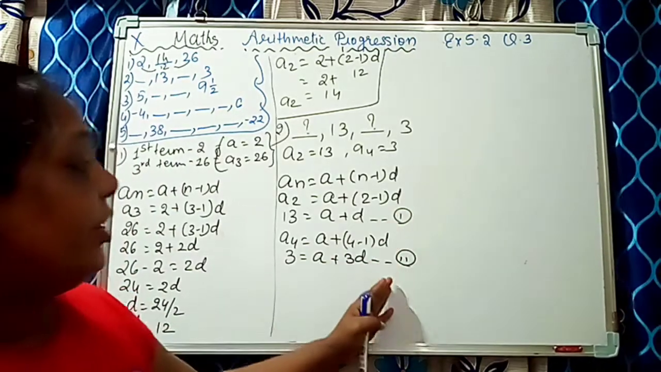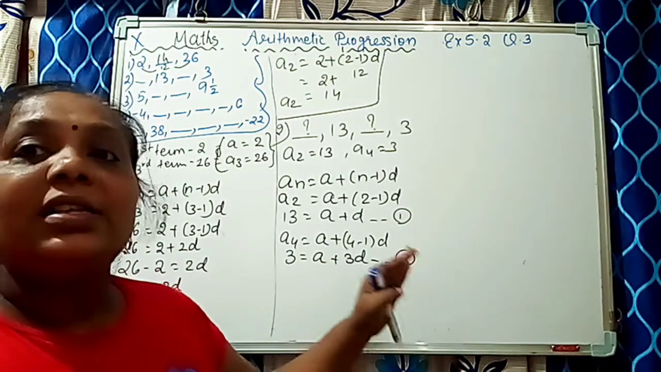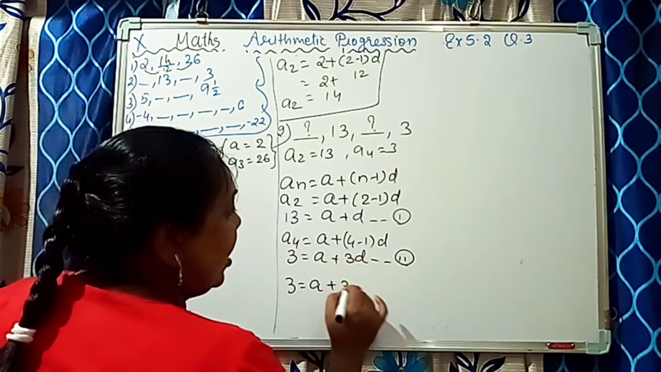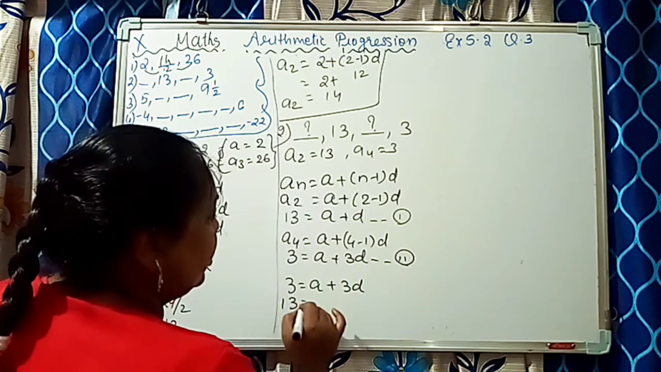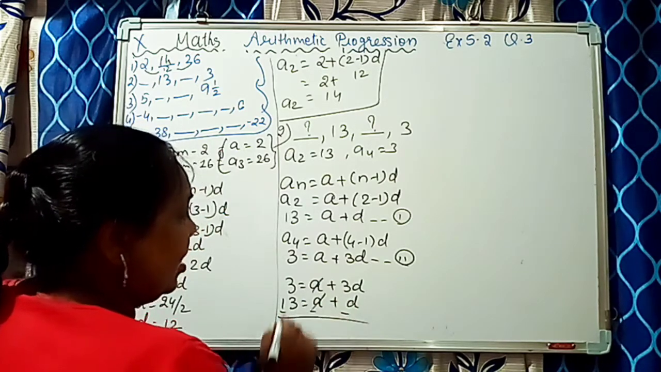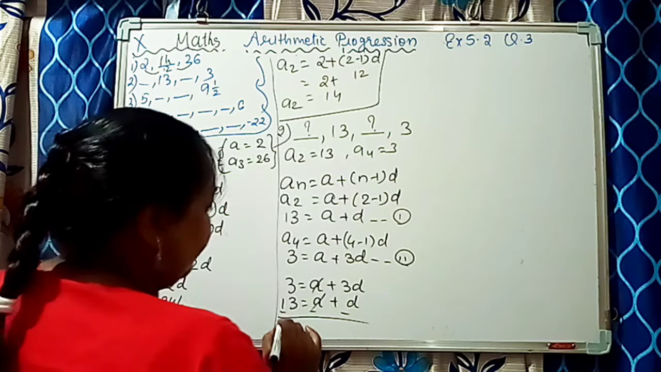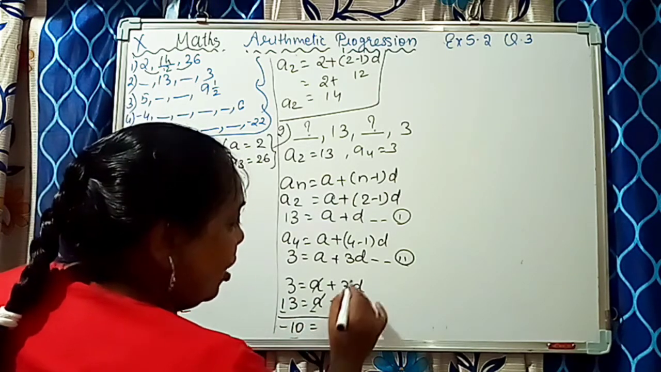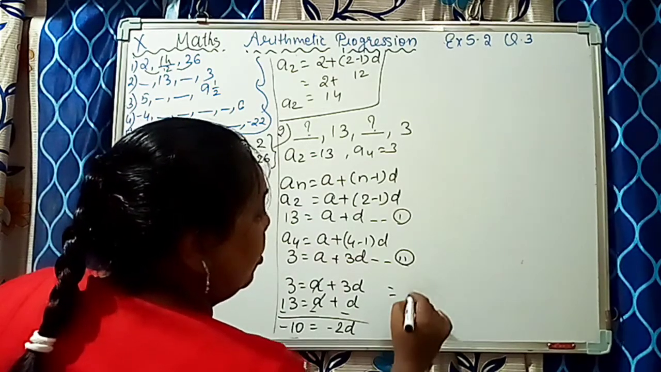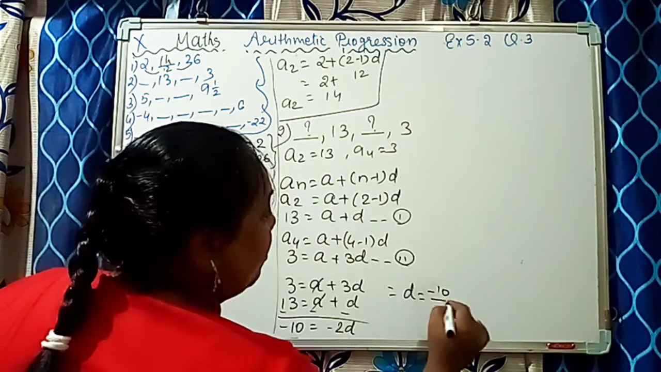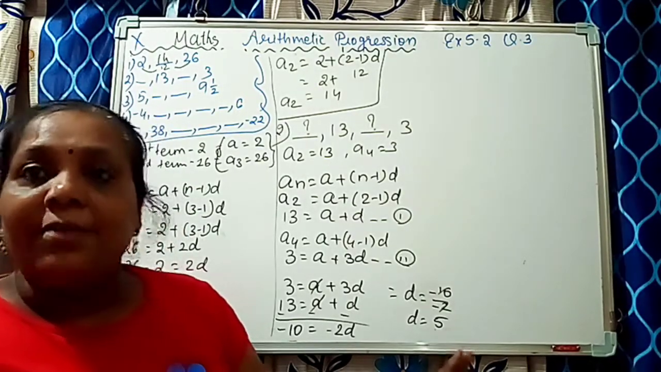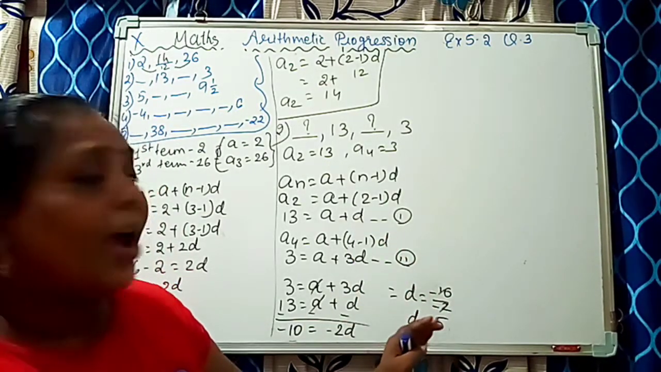And from both the equations, now we will subtract first from the second. So first from second means 3 is equal to A plus 3D and 13 is equal to A plus D. Here plus A minus A, this will cancel. 3 minus 13, so minus 10 is equal to minus 2D. So D is equal to what you will get? Minus 10 upon minus 2, that is D is equal to 5. Okay, we got the D 5. Here we have found out the D.